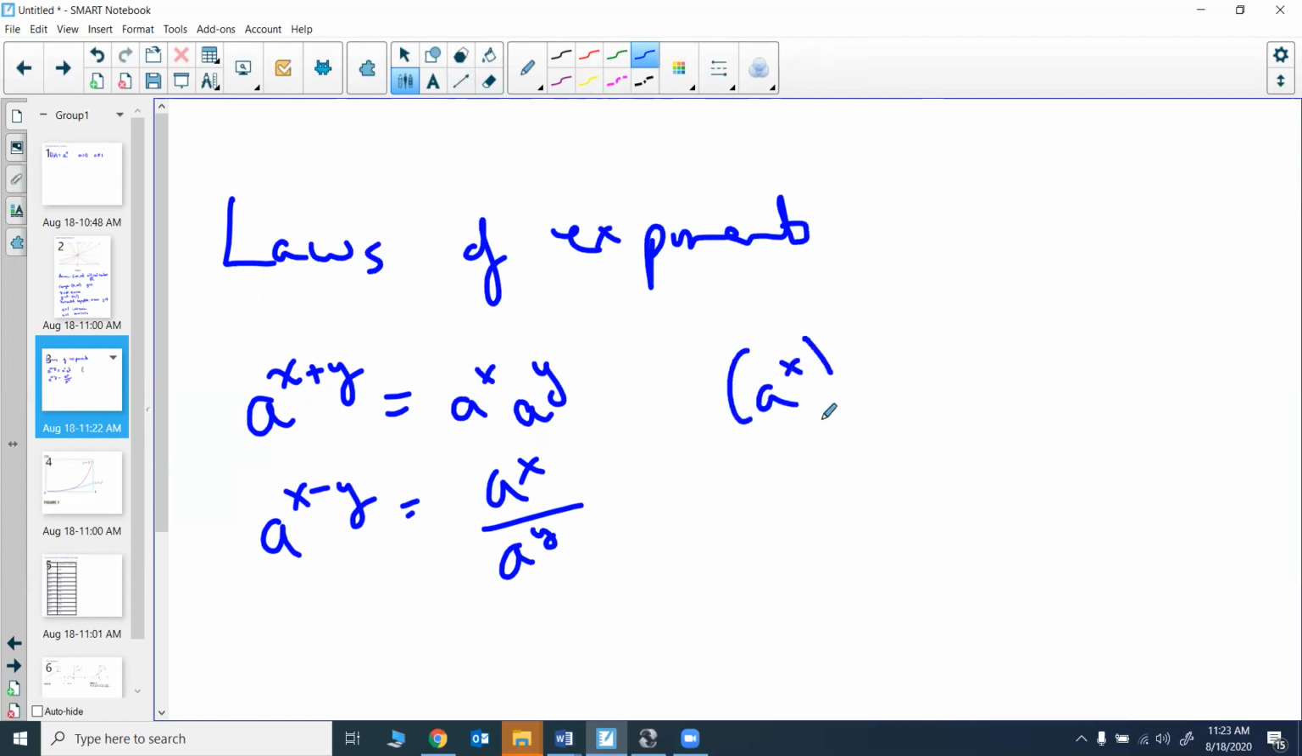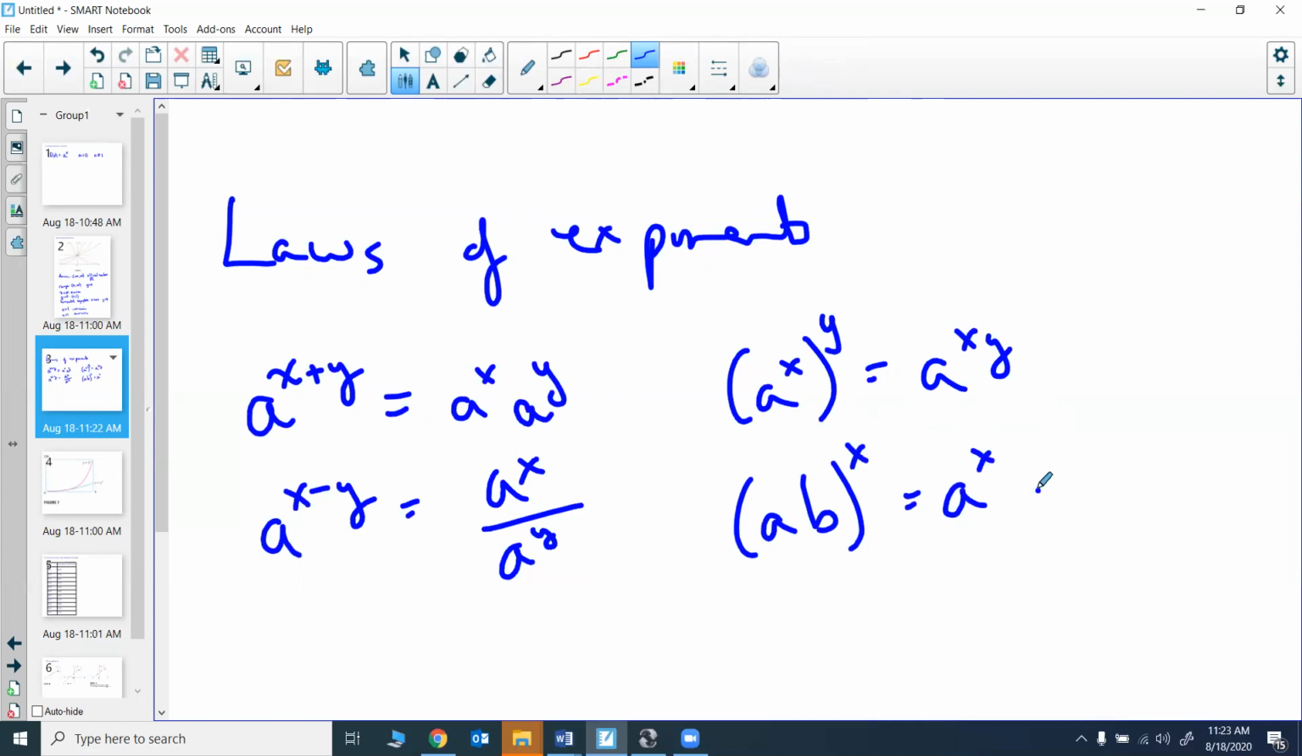Another one that you've seen commonly is a to the x to the y is a to the x times y. And another one is, if you have a times b to the x, you can write this as a to the x times b to the x. So you can separate those out. That also will become very important to us.